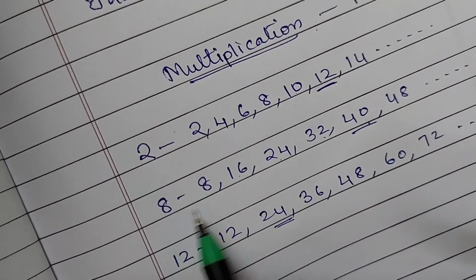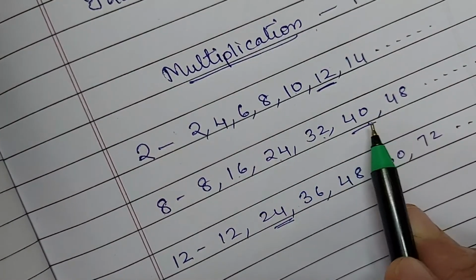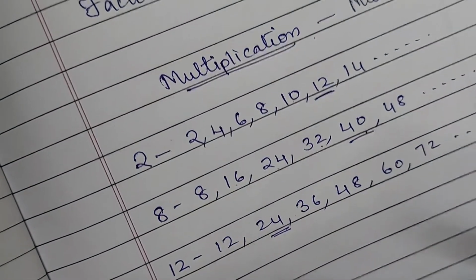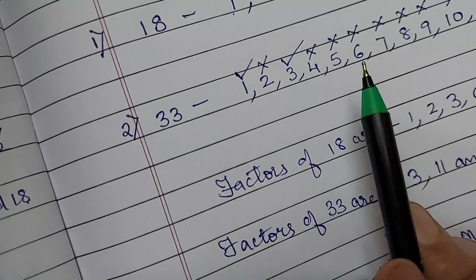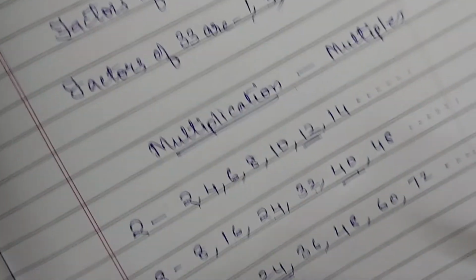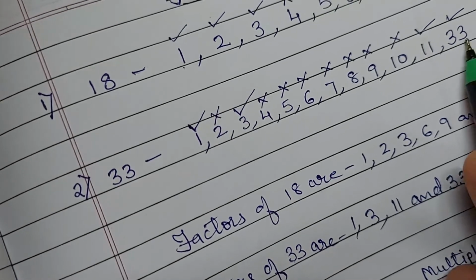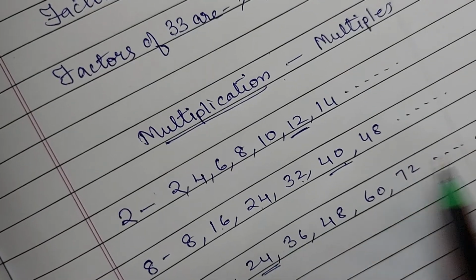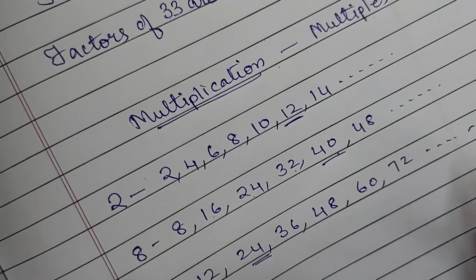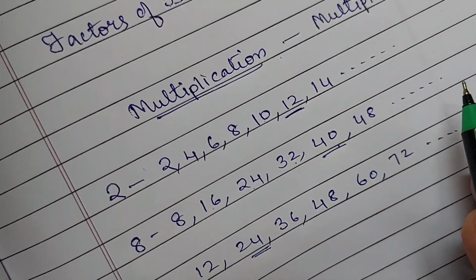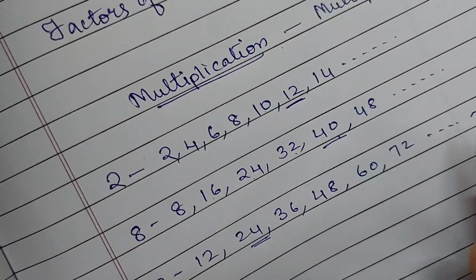Multiples of 8: 8, 16, 24, 32, 40, 48, etc. It goes on increasing. Factors will not increase. Factors will remain limited, but multiples are never ending. Here you have a limitation till 33 only. But here there is no limitation, until and unless teacher tells you till 100, till 200 only. Okay children, I hope you all have understood it.